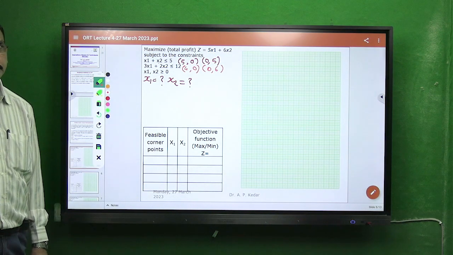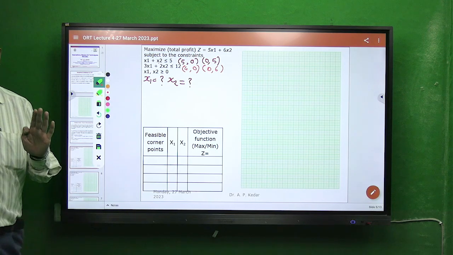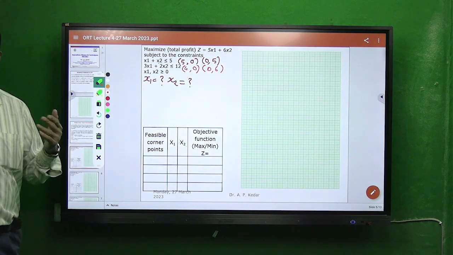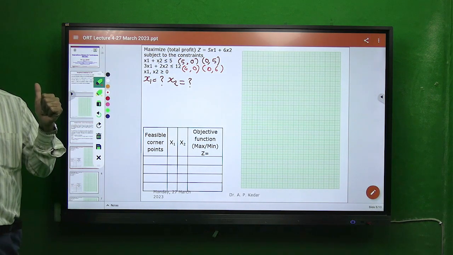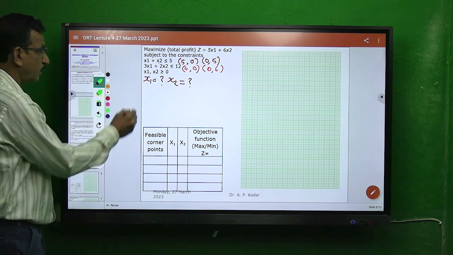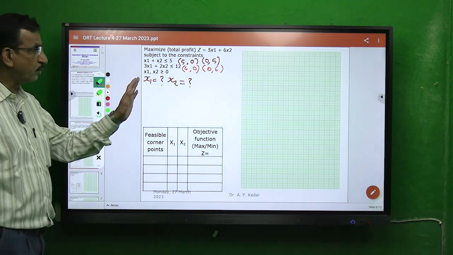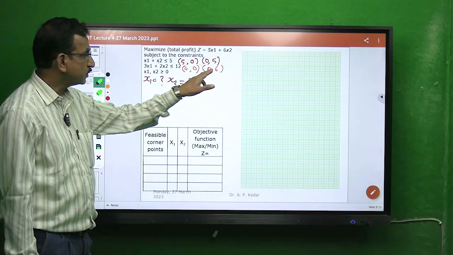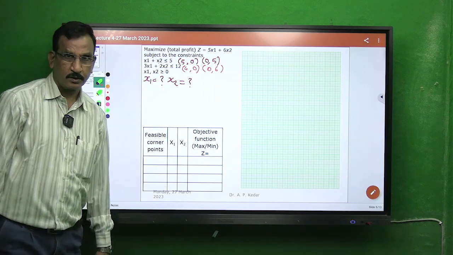I think the method is clear now. It is very simple: for getting the second coordinate, put the first coordinate as 0, and vice versa. Now our task is to plot this line on a graph paper, and we know the maximum distance on the graph paper which I need is 6.